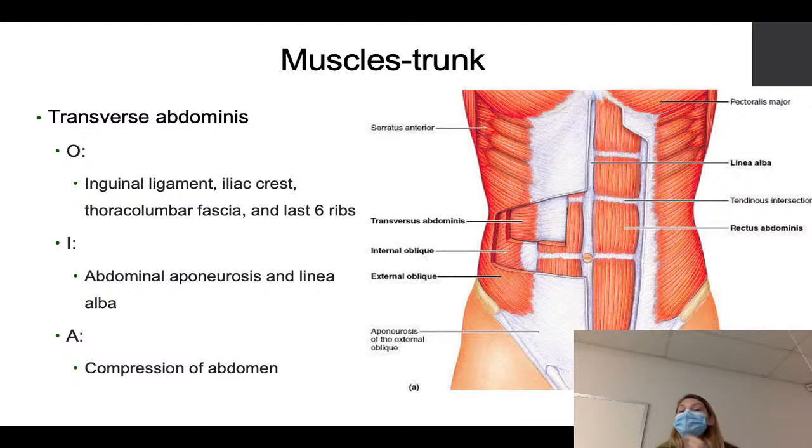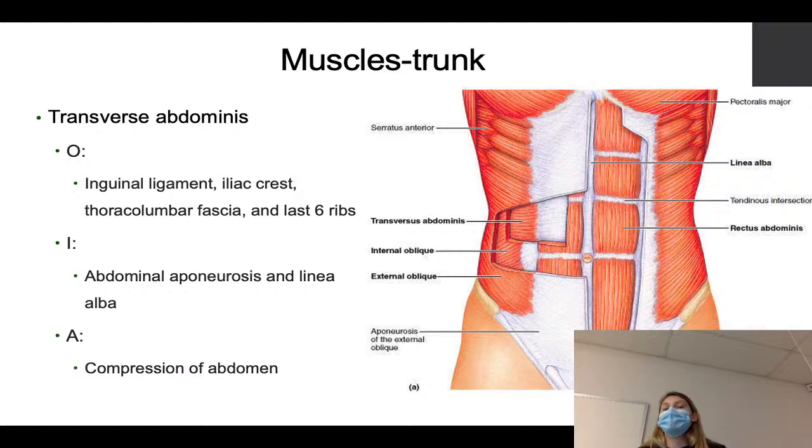So the last of these ab muscles is going to be our transverse abdominis. We know abdominis means abdomen. Transverse means horizontal, right? So rectus abdominis has straight up and down fibers. Transverse abdominis is going to have horizontal fibers. Now this is going to be the deepest of all of these. This is kind of like your true core muscle.